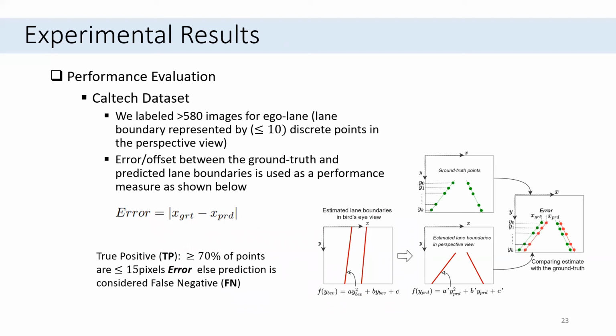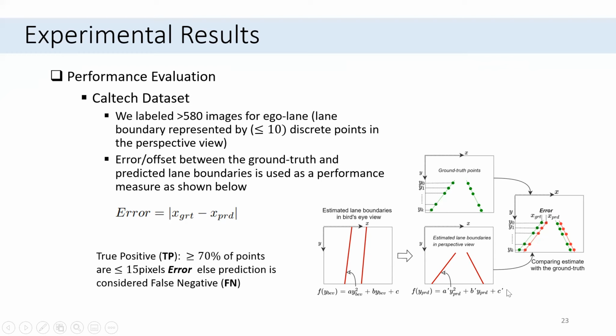To evaluate the performance of our method, we considered two public datasets, the Caltech and the KITTI dataset. For the Caltech dataset, we manually labeled more than 580 images as ground truth, which is shown by these green sample discrete dots. As a performance measure, we used the error or the offset between the ground truth and the prediction, as shown by this last figure. It's just a comparison between the ground truth and the estimated or predicted lane boundaries.